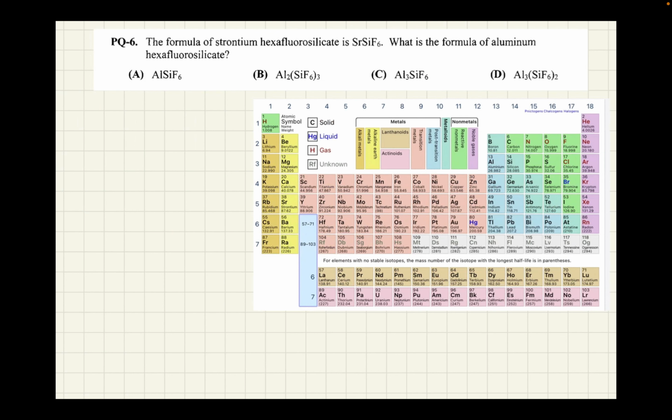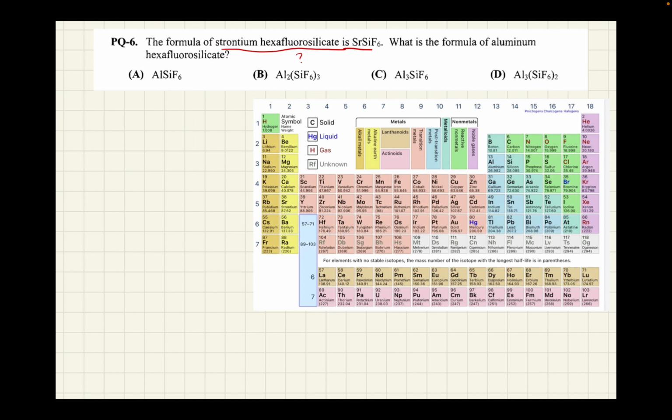Today we're going over practice question number 6 from the Foundational Concepts chapter of the ACS Exam Study Guide. This problem asks, the formula for strontium hexafluorosilicate is as follows. What is the formula for aluminum hexafluorosilicate?